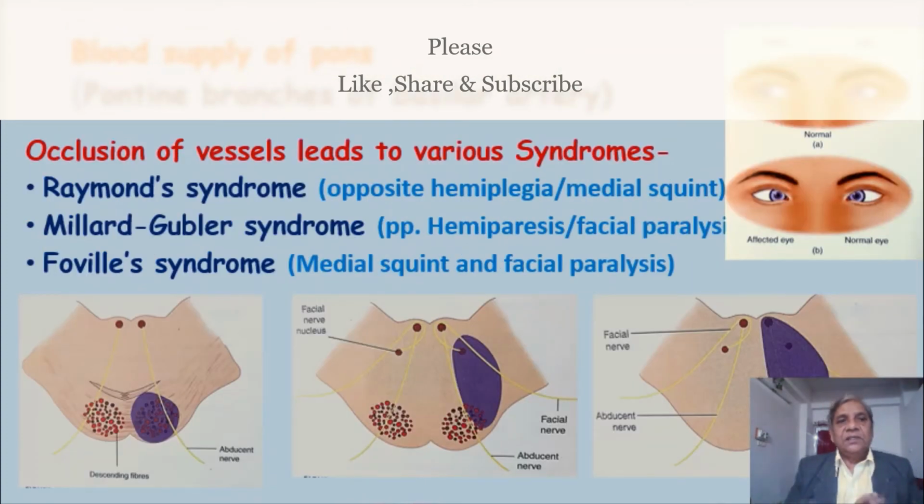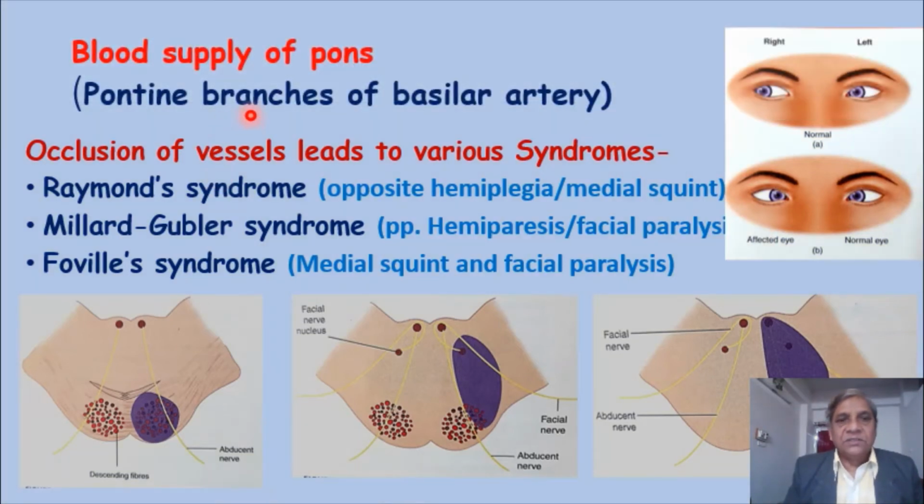Let us see the pontine branches of the basilar artery when they are blocked, that is, occlusion. Previously it was pontine hemorrhage; here it is occlusion. Because multiple pontine arteries are present on either side, taking origin from the basilar artery, occlusion will cause only a limited lesion. It is not like the hemorrhage we saw in the previous slide. This occlusion will lead to many conditions.